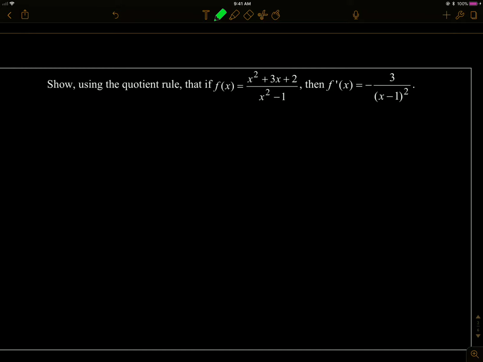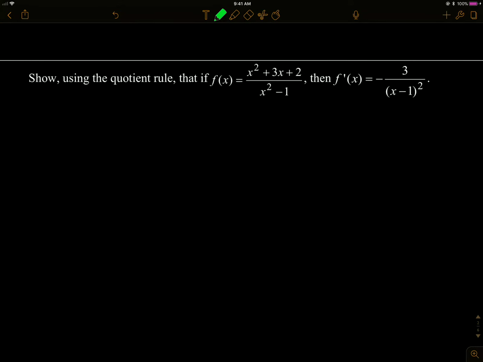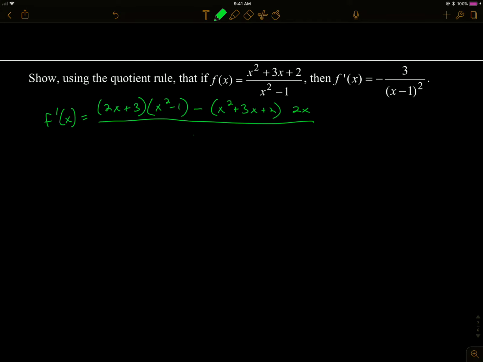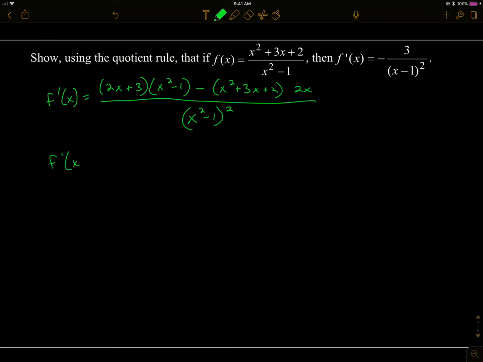Show using the quotient rule that f of x equals that f prime of x. So they want me to do the derivative. Derivative of the numerator, it's got more than one term, so I'm going to put it in parentheses, times recopy the denominator, minus recopy the numerator, times derivative of the denominator. That's a monomial. I don't need the parentheses. All over the denominator squared. Simplification-wise, it looks like I'm just going to multiply these two polynomials together, those two factors.